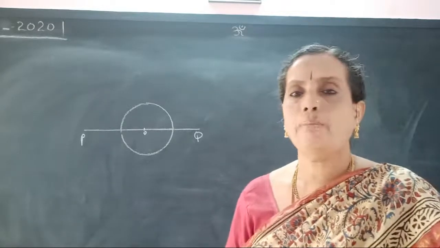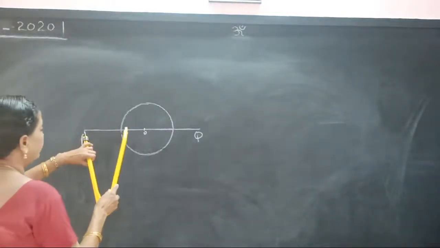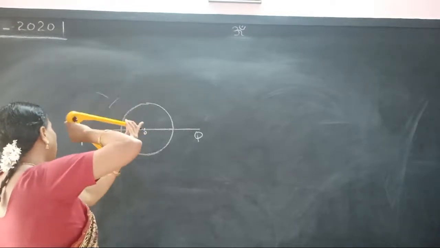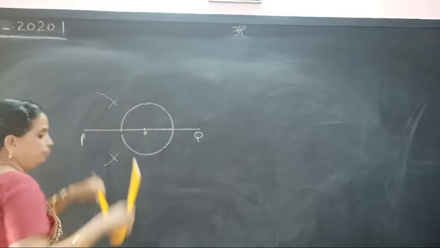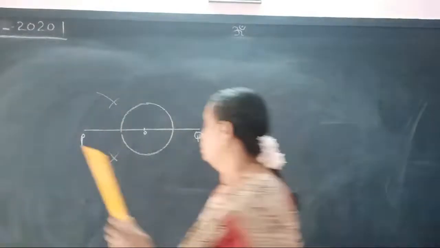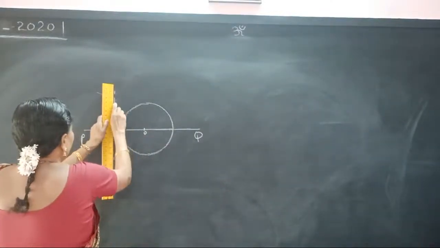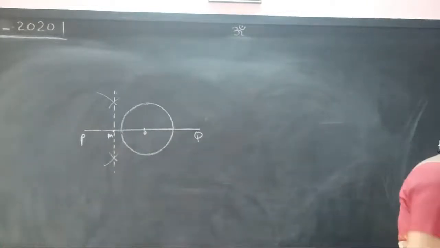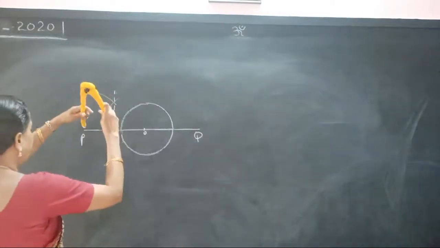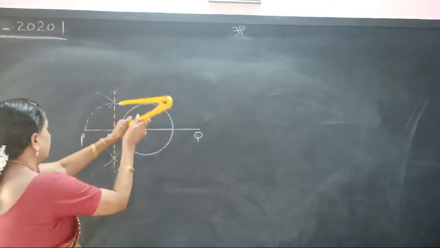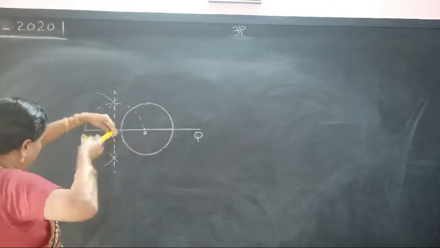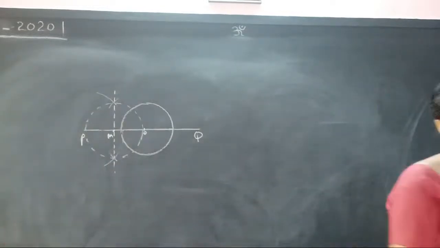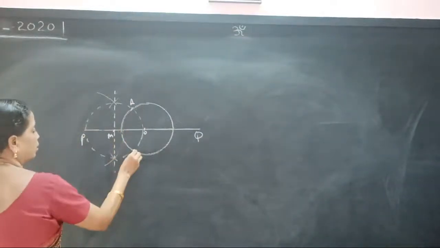Now, draw the perpendicular bisector to OP, taking more than half, cutting arcs on both the sides. With the same radius, cut off the former arc. You will get a dotted line. Now this is the midpoint, name it as M. Now with M as center, MP as radius, draw a dotted circle like this. This dotted circle intersects the given circle at A and B.